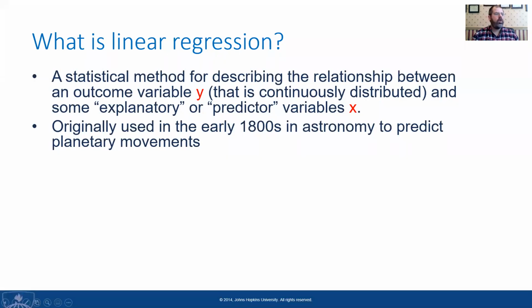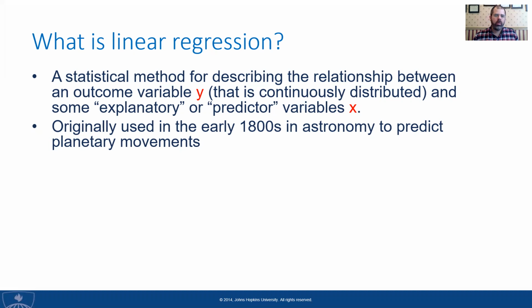So what is linear regression? Linear regression is a statistical method for describing the relationship between an outcome variable, we're going to call it y, and this outcome variable is continuously distributed, and some explanatory or predictor variables. There can be several of those. We're going to call them X collectively.